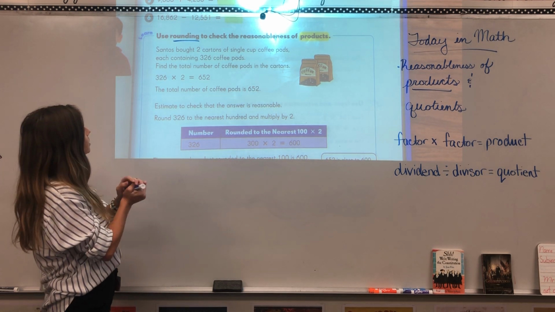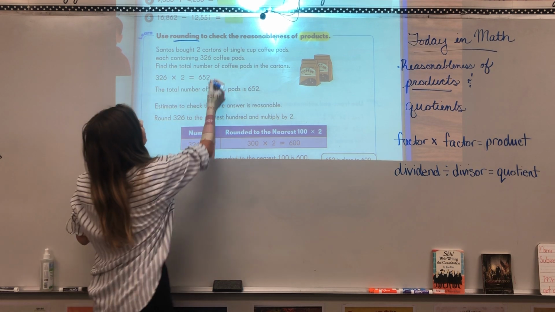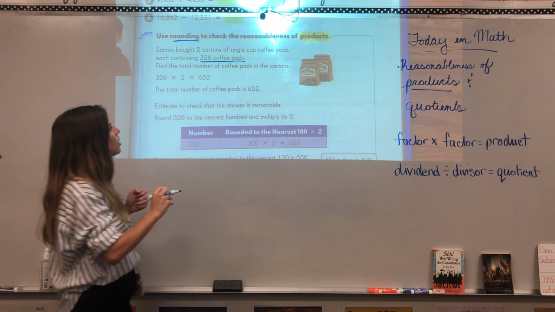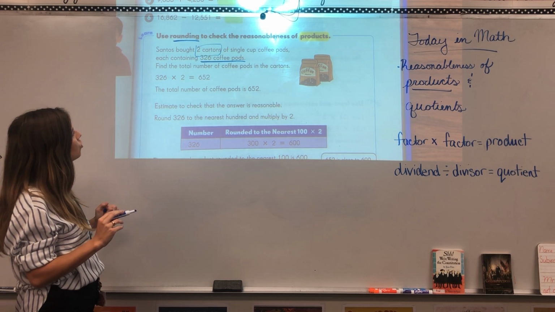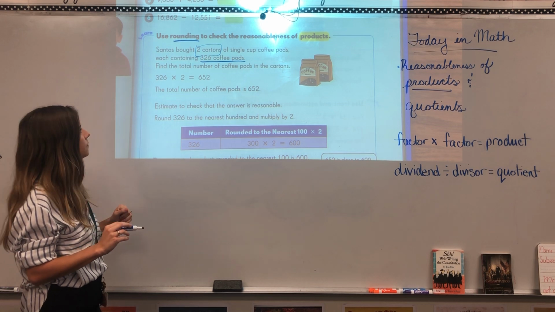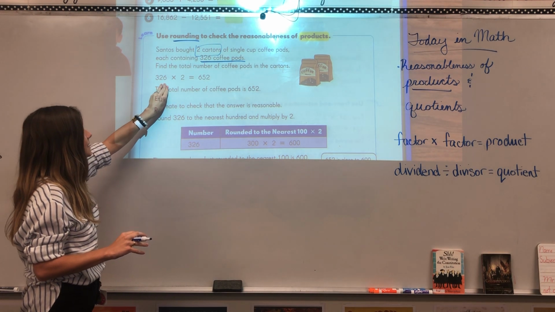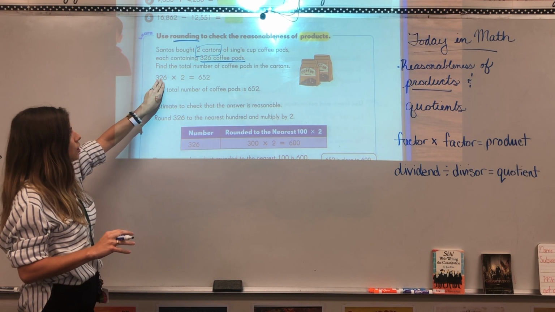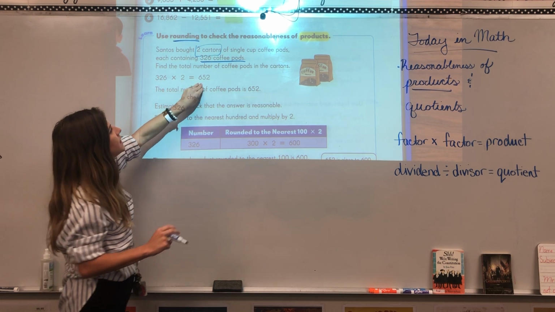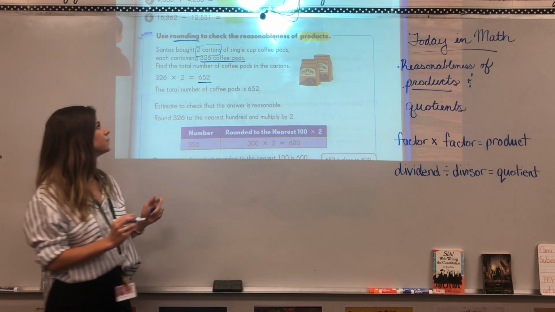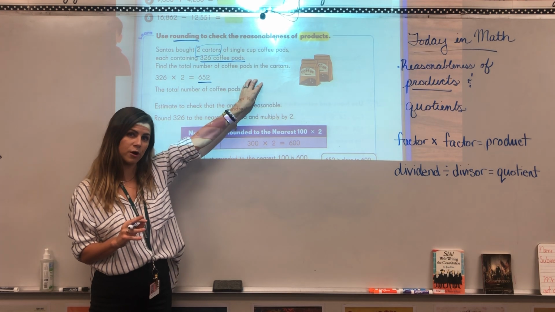So here you have: Santos bought 2 cartons of single cup coffee pods, each containing 326 coffee pods. Find the total number of coffee pods. So they've already done the multiplication problem for you. You do 326 times 2, because there's 2 cartons, and each carton has 326. So you multiply it by 2, and you get the answer of 652. So the total number of coffee pods is 652. That's the first part of the problem.